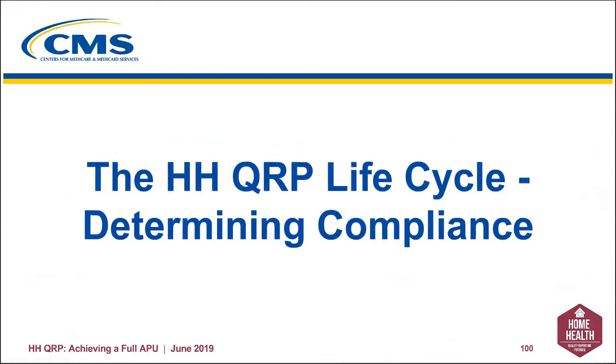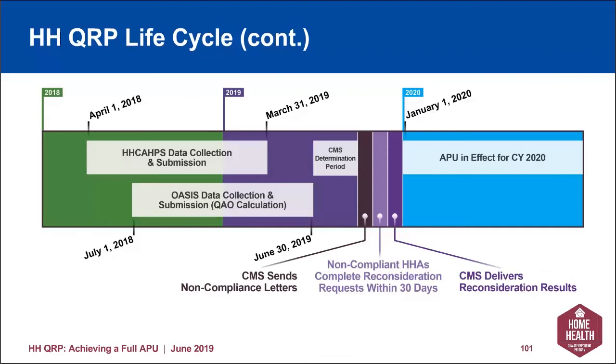Now let's go to the life cycle of the quality reporting program process so that we can look at how compliance is determined. This picture, I know, can be a bit confusing to look at. Let's go across the entire cycle of data collection, submission, and determination so that we can see how the process fits together. These activities are on a cycle spanning a 2 to 3 year period. The graphic shows an example of the cycle for the calendar year 2020 APU.